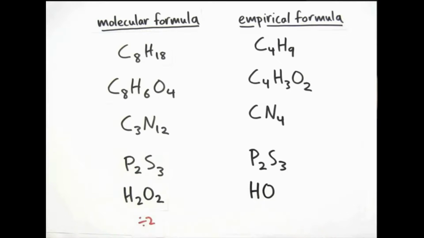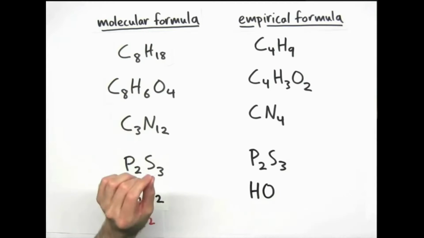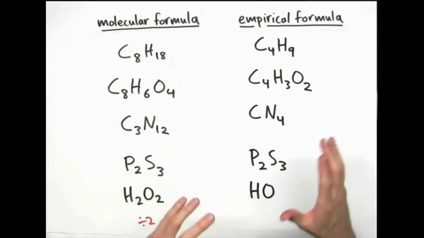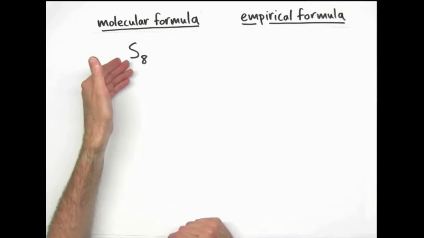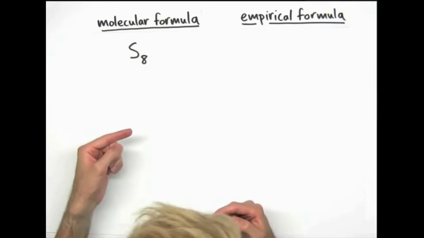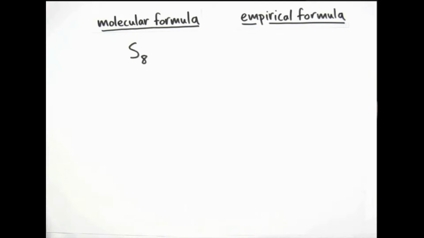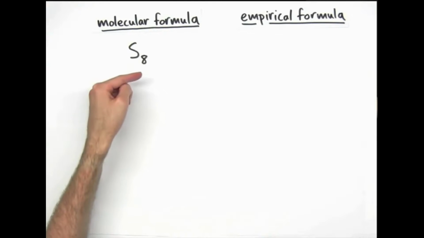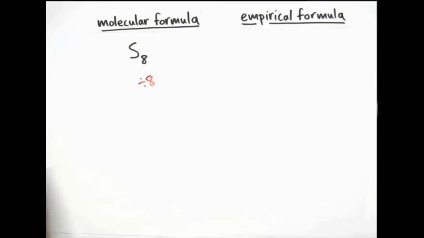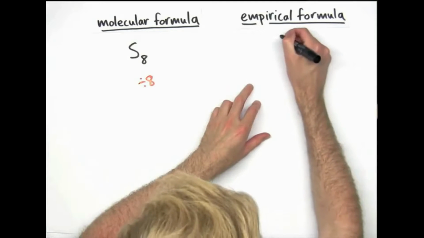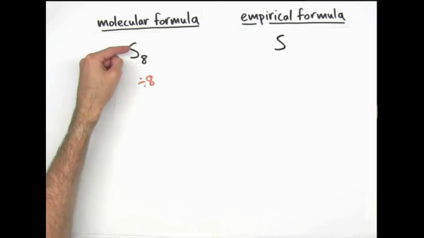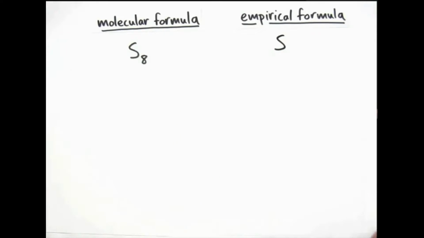Okay, now, if you feel you've really gotten the hang of this, you still might want to watch me do a couple more because I'm going to talk about a few examples that sometimes trip people up. That can be a little bit tricky. S8. In this formula, we just have one type of element, sulfur, but we still go through the same process to write the empirical formula, okay? Can we divide this number by something that will reduce it even more? Yeah, 8 is divisible by 8. So our empirical formula is just going to be S, 8 divided by 8, which is 1. So the empirical formula for S8 is just going to be S, okay?